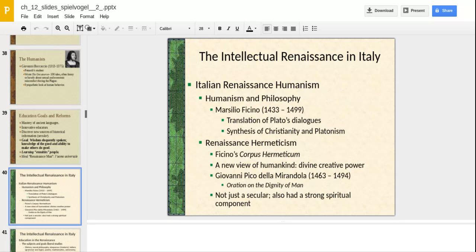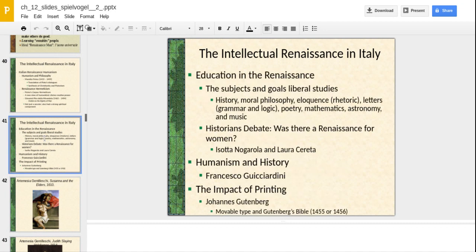You get something called Hermeticism, a new view of humankind as a divine creative power, and basically that God put this spark in each one of us, and that we are incredibly amazing creatures, and that we don't give ourselves enough credit. So this humanism, this Hermeticism, is that we are truly special. Not just a secular movement, it also had a strong spiritual component. Like I said, this sort of divine spark.